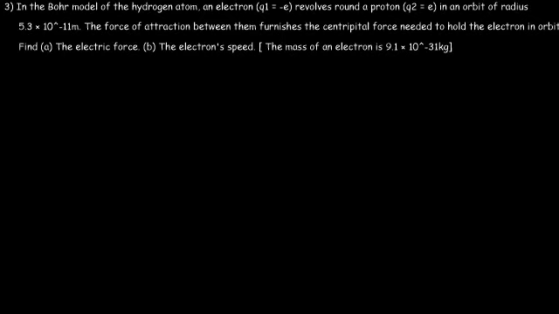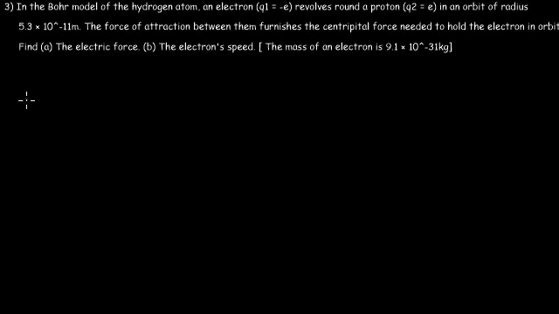Round 3. In the Bohr model of hydrogen atom, an electron Q1 is equals to negative e revolves around the proton Q2 is equals to e in an orbit of radius 5.3 times 10 to the power of negative 11 meter. The force of attraction between them furnishes the centripetal force needed to hold the electron in an orbit. Find the electric force. Find the electron speed if the mass of electron is 9.1 times 10 to the power of negative 31 kilogram.